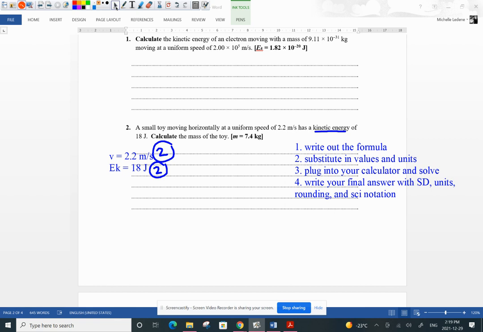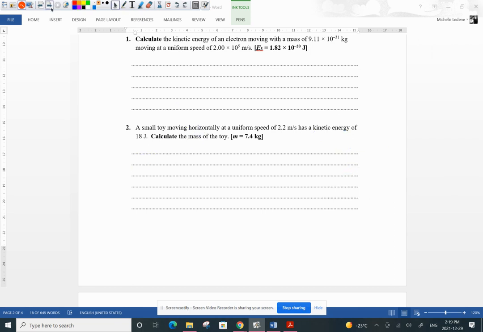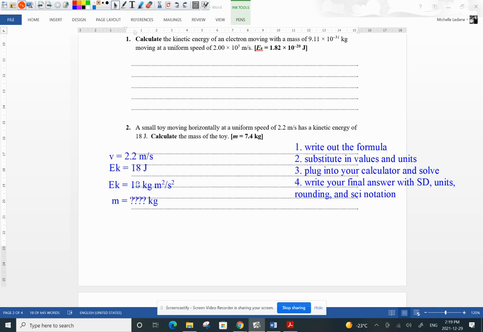Okay, super. What are we looking for? We're trying to find the mass of the toy. So this is not just going to be EK is 1/2 mv squared. We're going to have to do some rearranging. Don't forget that 18 joules is the same as 18 kilograms meters squared per second squared. We're going to need this so that we can rearrange our formula. So we're looking for mass in kilograms.